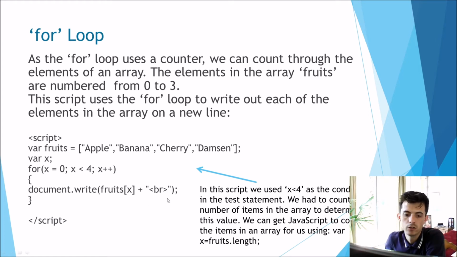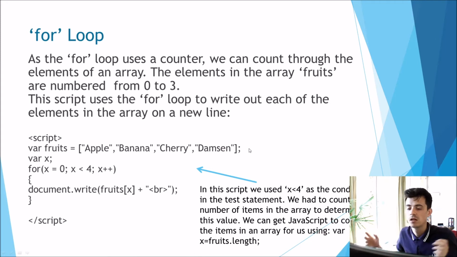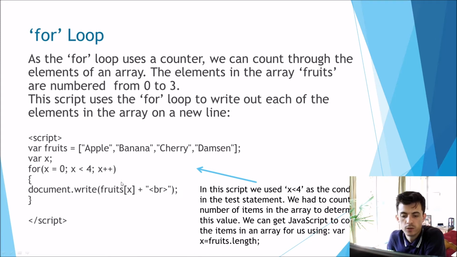So what we've got here is I've put some fruits inside a variable: apple, banana, cherry and damson. I'm actually not even sure what damson is, to be honest. But what we're going to do is output them depending on what number we've got in our for loop. So we've created a variable here called x.